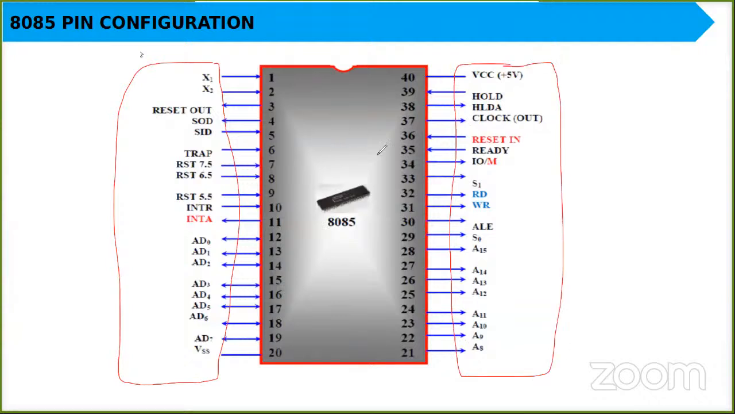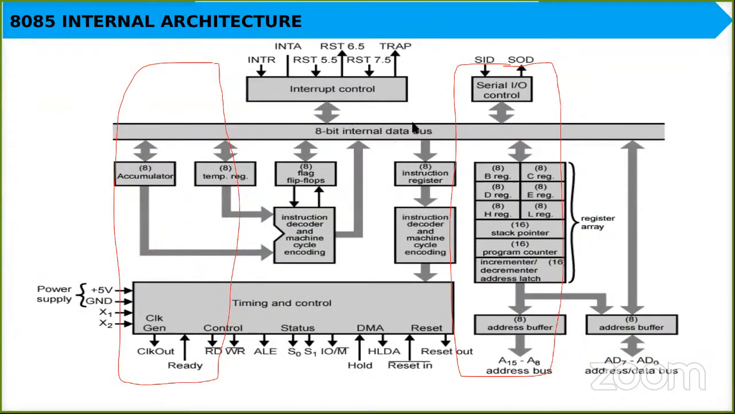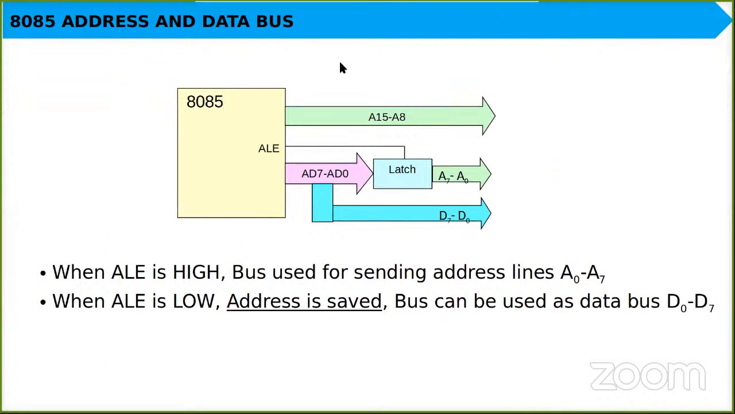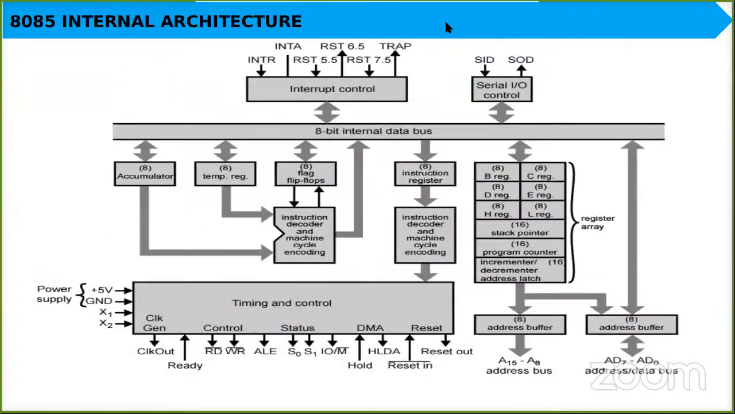Now these pins are connected to what components inside the 8085 is being shown by the architecture. This over here is the architecture. Specifically, A15 to A8 is connected to the address bus, the higher order address bus. AD7 to AD0 is connected to the lower order address bus.